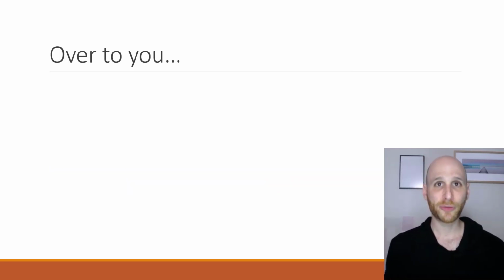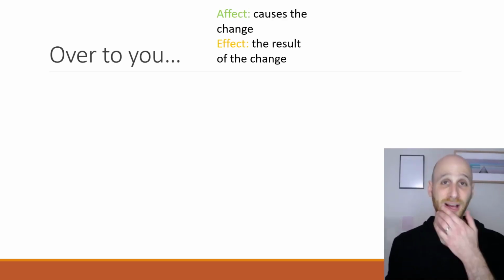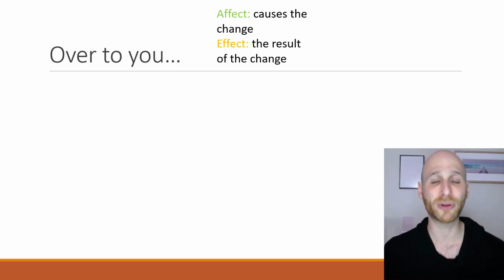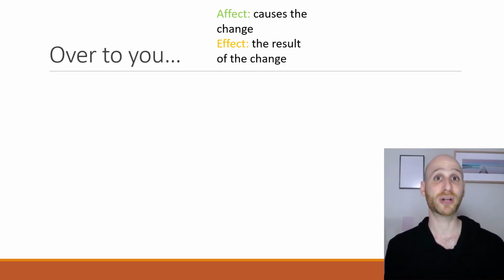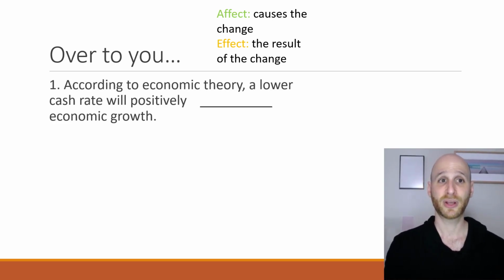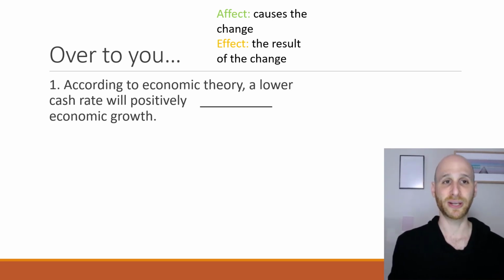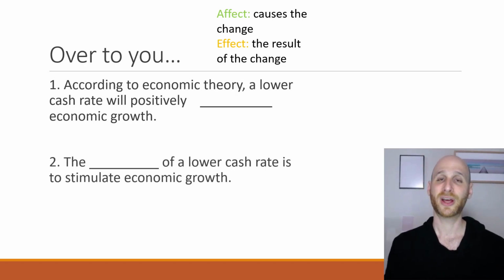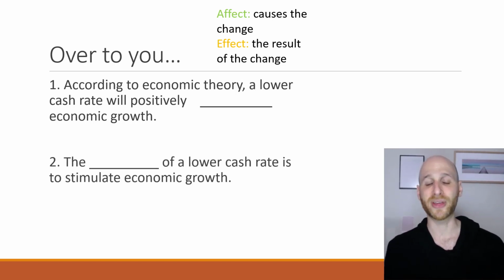So now what we're going to do is give you a chance to go through some examples. So let's remember our little hints. Affect, that causes the change. Effect, that's the result of the change. So I'm going to put up two examples, and I strongly suggest you pause the video, give it a go, then restart the video and see what the answers are. So here are the two to consider. Number one, according to economic theory, a lower cash rate will positively something economic growth. Number two, the something of a lower cash rate is to stimulate economic growth.